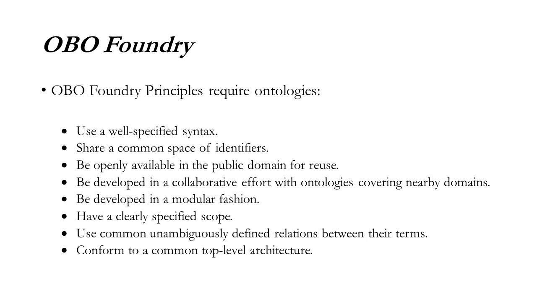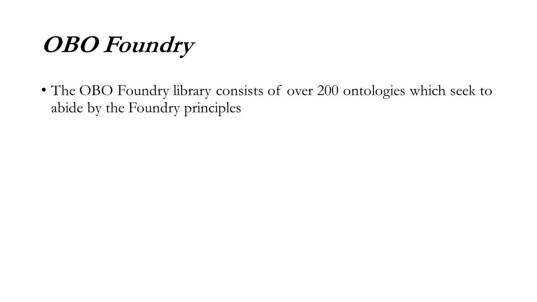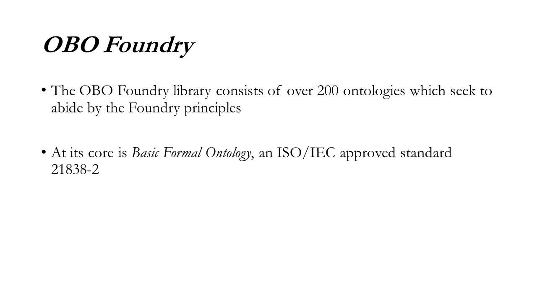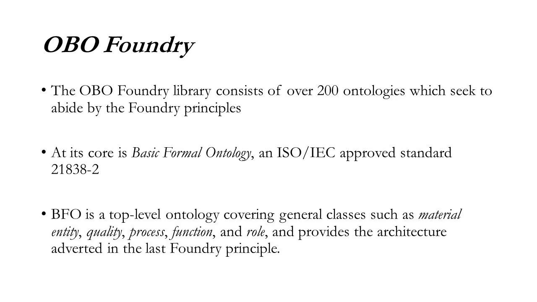So they should also conform to a common top-level architecture. Now, this is worth pausing a bit on. The OBO Foundry itself, the library, consists of over 200 ontologies which seek to abide by these principles. And the top-level ontology, that architecture, is given by the Basic Formal Ontology, which has recently become an ISO-approved standard. It covers general classes like material entity, quality, process, etc. This is the starting point for other ontologies.